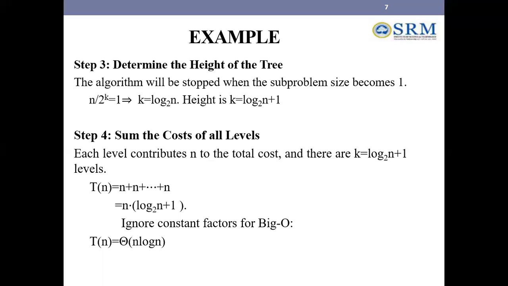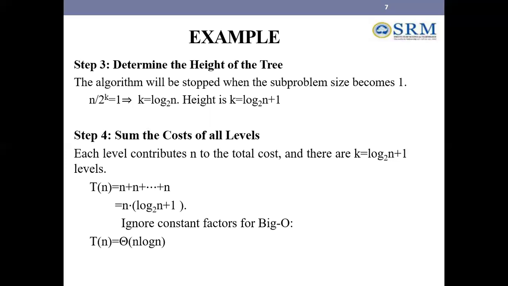So we have the root node, and the height of the tree will be log n plus 1. So k is the height of the recursion tree, that is log n iterations. Each iteration is one level, and plus 1 is for the root node. So the height of the tree will be log n base 2 plus 1. Now we know the height of the tree and the cost at each level. If we multiply these two, we can get the total cost of the recursion tree.